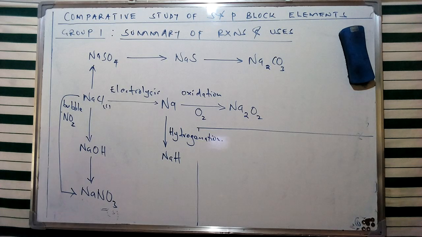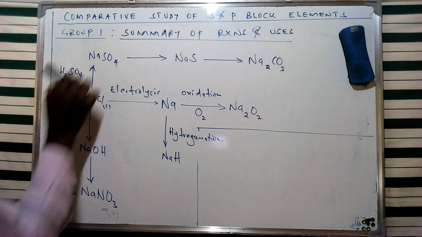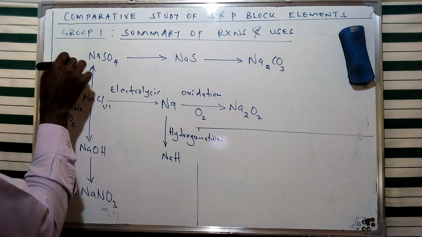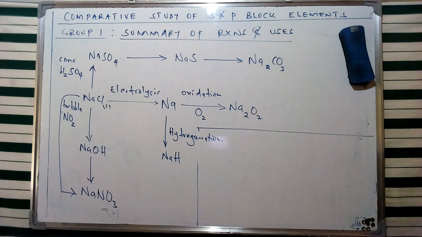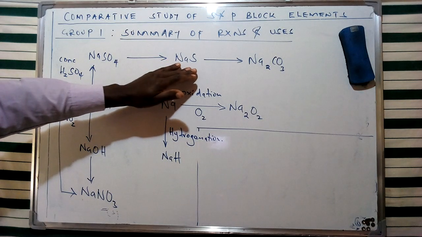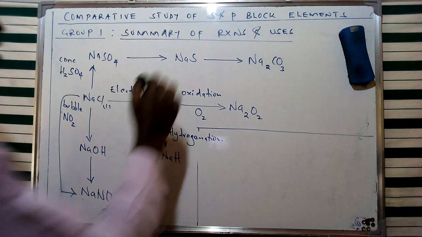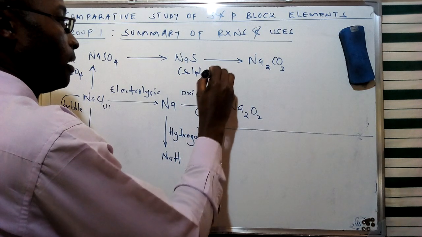And of course, this is going to be involving the introduction of sulfuric acid. So this is going to result in the formation of sodium sulphate and of course some other products which we're going to see. Now in this case, if we require sodium sulfide from this specific compound of sodium sulfate, so this is going to be a sulfide.